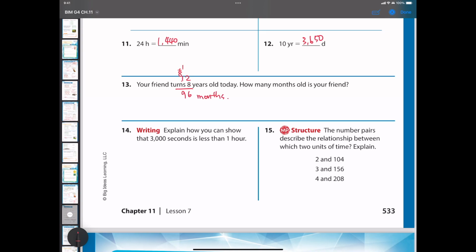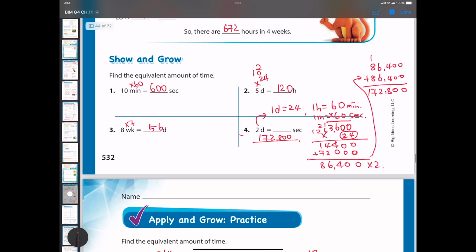Number 14. Explain how you can show that 3,000 seconds is less than 1 hour. All right, we are going to find out how many seconds are in 1 hour. Then see if 3,000 seconds is less. So we just did it actually up here, right?